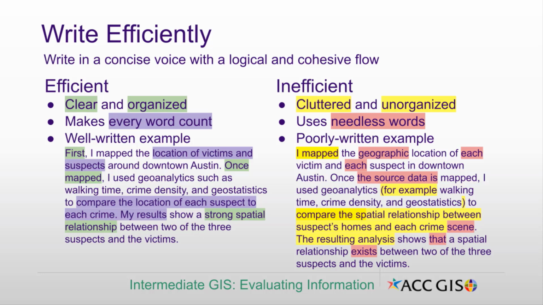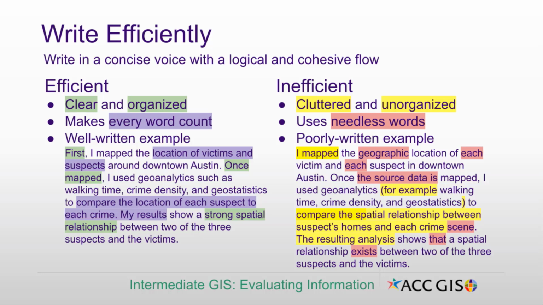Now, one thing I also do when I'm writing is I go back through, read it aloud, and try to find those words that do not add value to what I'm saying, those needless words. In the poorly written example, I said, I mapped the geographic location of each victim and each suspect. In this example, I don't really have to say geographic and location. Location says that. And I've also used the word each twice. I can just pull those out and not only say the same thing, but say it with more impact. So in the well-written example, I say, I map the location of victims and suspects. I've taken what is 7 or 8 words and chopped it down to 4 or 5 words.